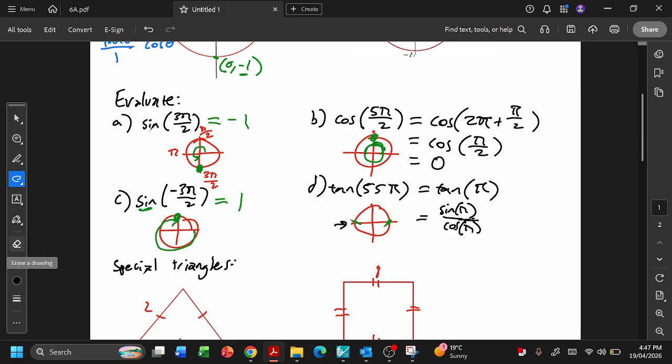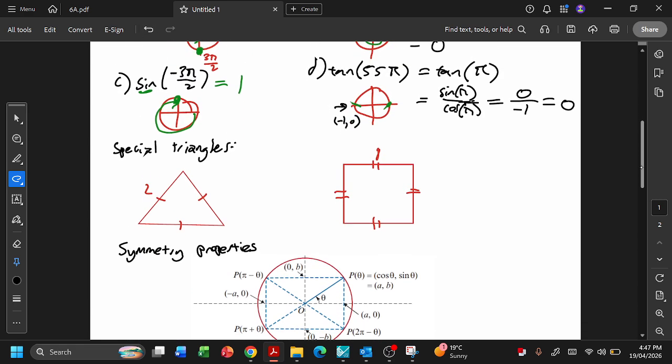So what is sine pi? Sine pi is the y-coordinate of this point. So this point here is the point -1, 0. So the y-coordinate of that point is 0, and the x-coordinate of that point is -1. So 0 divided by -1, that's equal to 0. So therefore, tan 55 pi is equal to 0.